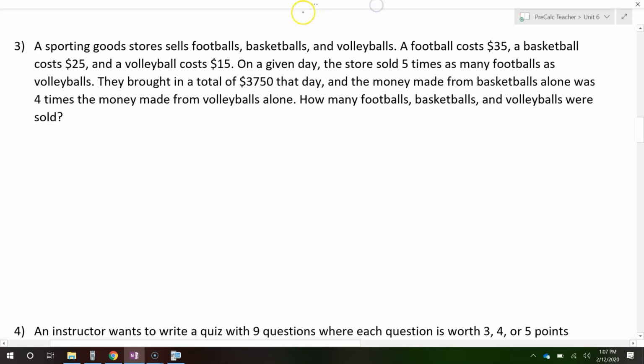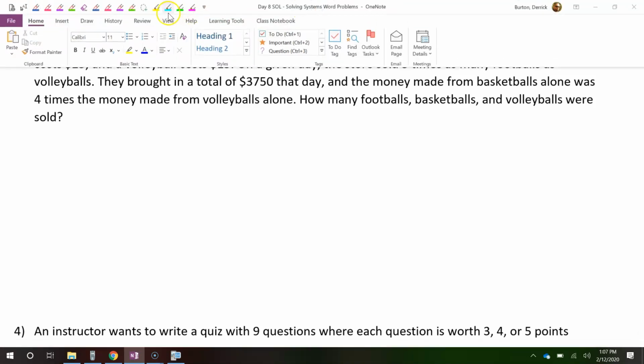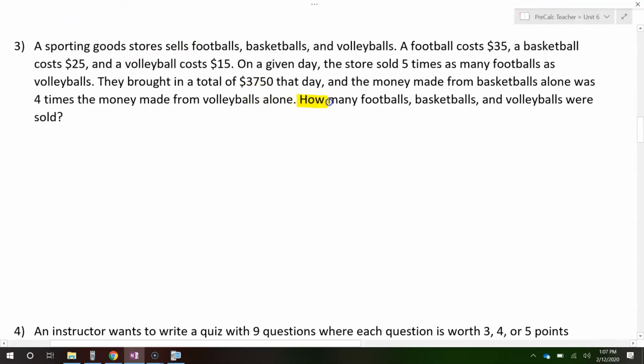The last sentence is super important because it tells us what the variables need to be. So let's start with that. How many footballs? We're going to let X be the number of footballs. We'll let Y be the number of basketballs.